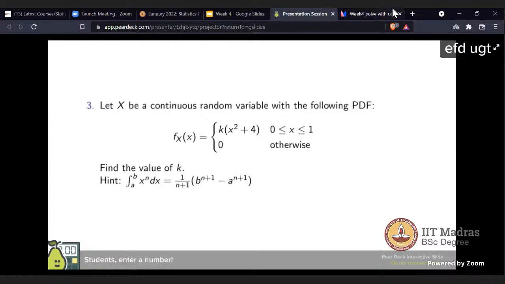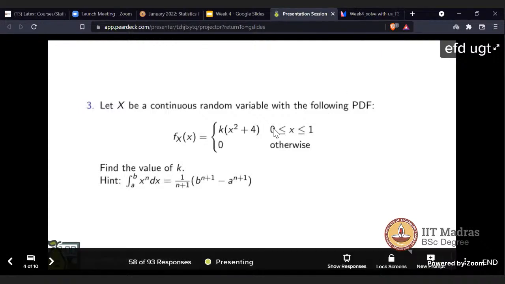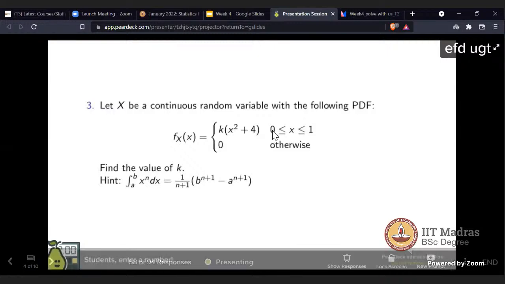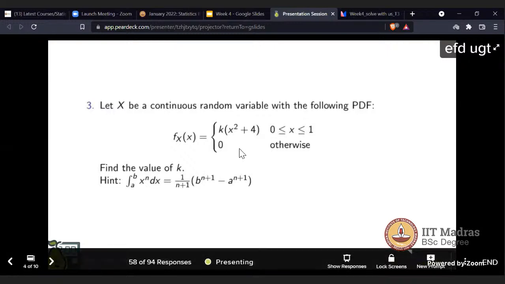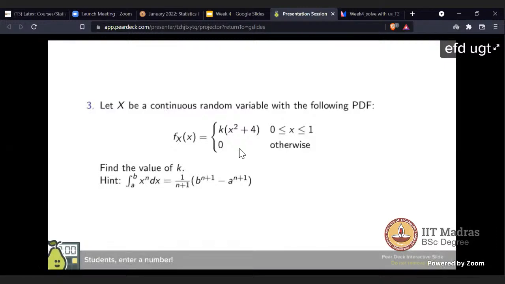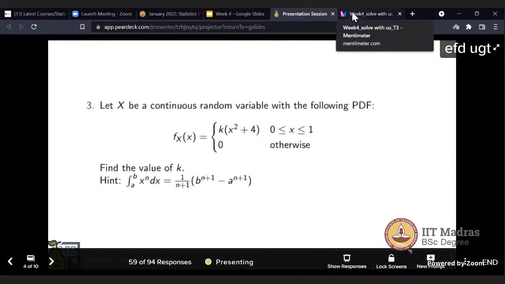So in this case, the overall range is from 0 to 1, otherwise it is 0. Even if you take minus infinity to infinity, that should be equal to 1, right? From minus infinity to 0, your function is defined as 0. From 0 to 1, your function is defined as k times (x squared plus 4). And again, from 1 to infinity, it is defined as 0. Here we are using the property that the area under the PDF is 1. Yes, right.